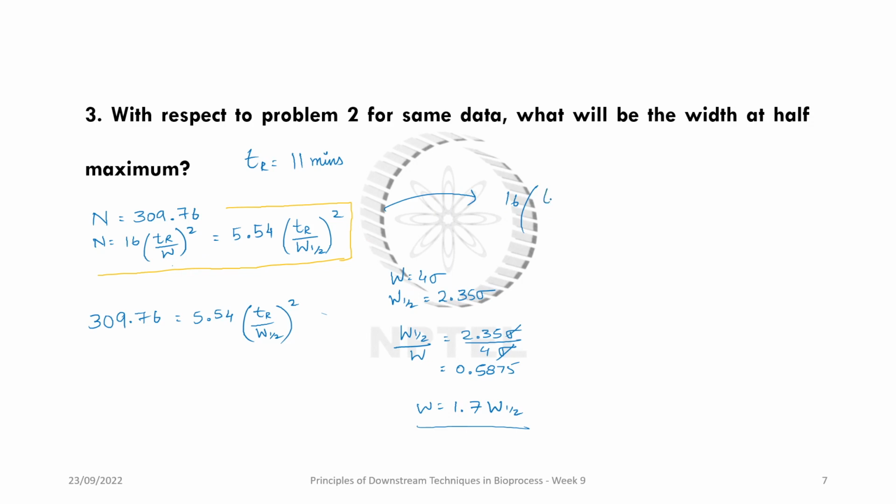16 into TR. Instead of W, I'm going to put 1.7 W half the whole square. What is 1.7 square? 2.89. 16 TR square by 2.89 W half square, and 16 divided by 2.89 is 5.536. Happy, Shriram? So probably for the 1.7 and everything, it has become 5.54.